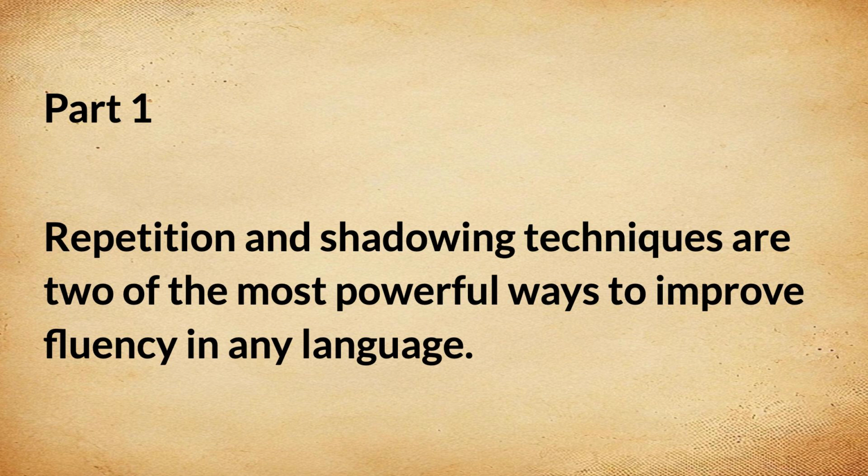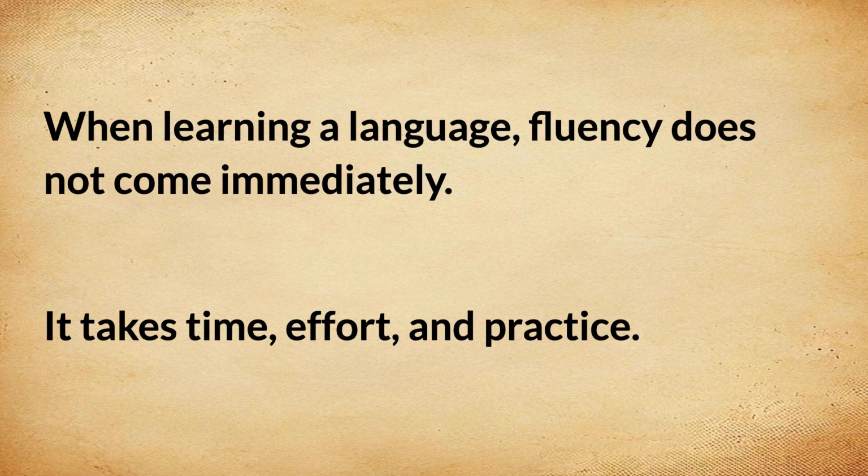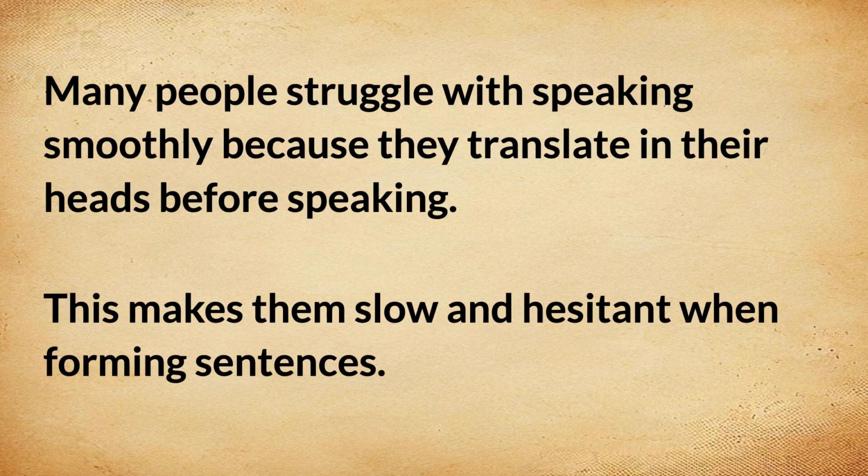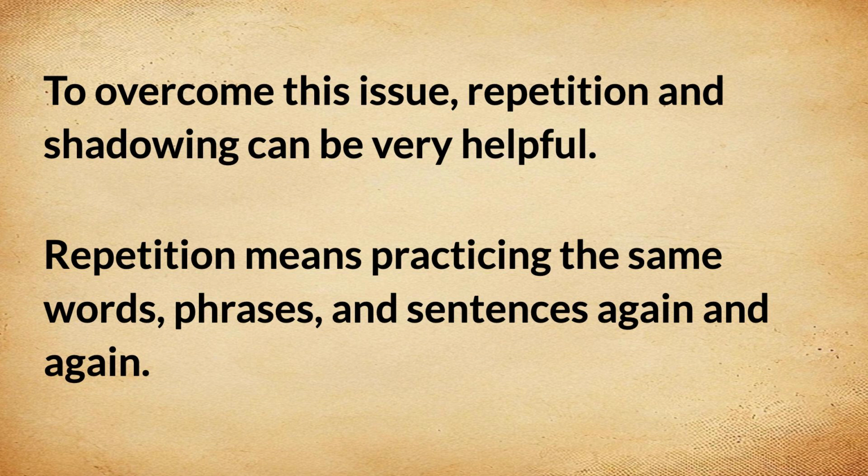Repetition and shadowing techniques are two of the most powerful ways to improve fluency in any language. When learning a language, fluency does not come immediately. It takes time, effort, and practice. Many people struggle with speaking smoothly because they translate in their heads before speaking. This makes them slow and hesitant when forming sentences. To overcome this issue, repetition and shadowing can be very helpful.